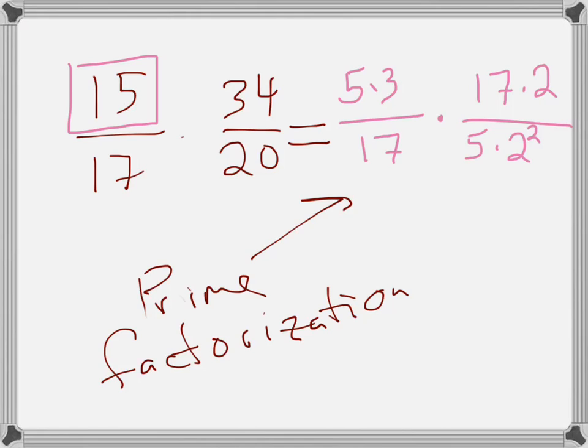So I look. There's a 5 and a 5 that cancel. There's a 2, and one of these 2's cancel, leaving me with 2 to the first power, not 2 to the second. The 17's cancel, and we're left with 3 over 2. That is the prime factorization method. And notice it is exactly the same as the last slide's method. However, it's more algorithmic and more procedural.